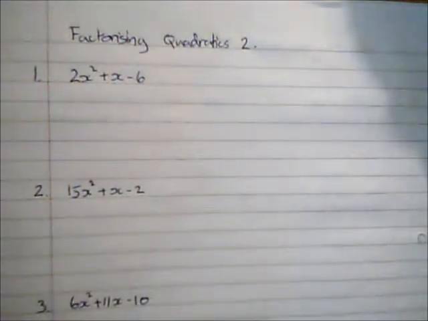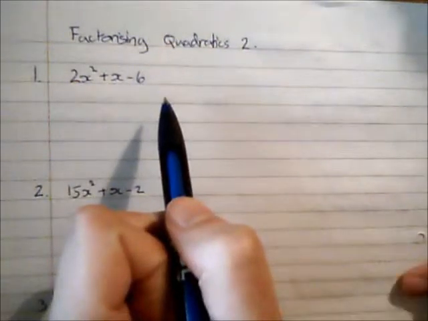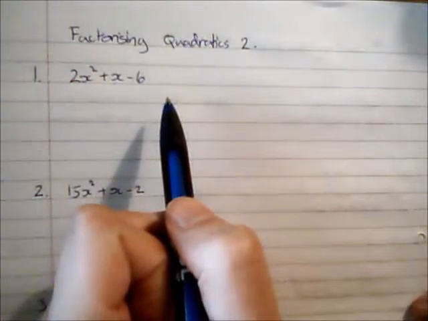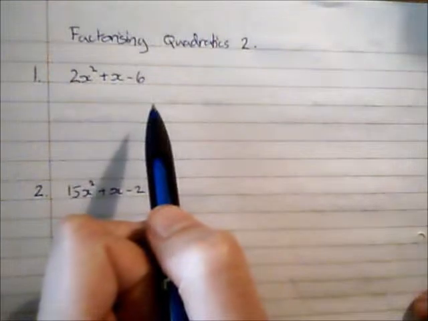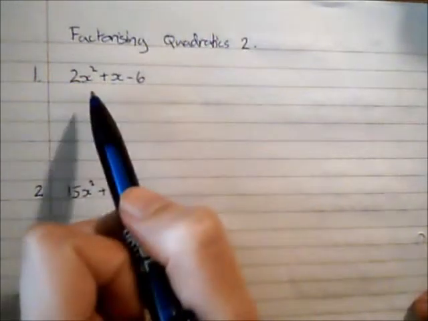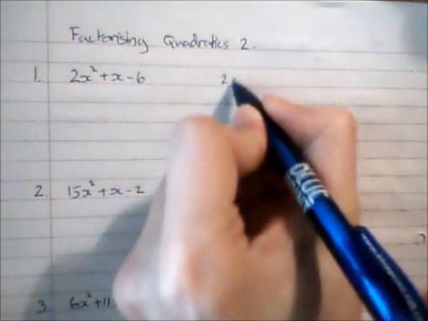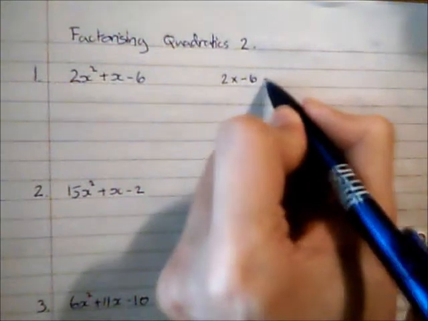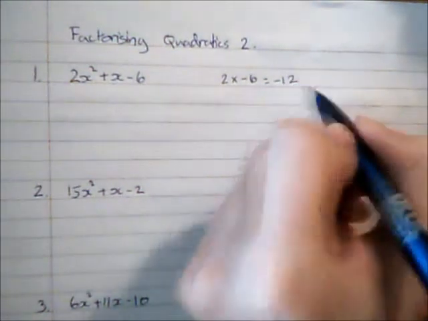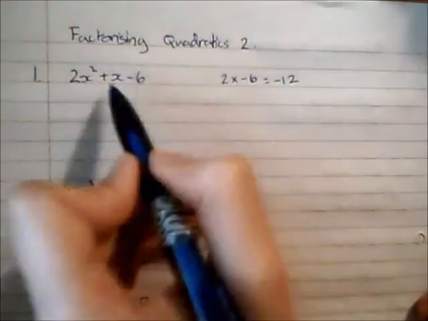So I'm going to have to resort to double bracket factorising, and this is not a simple type because the coefficient of x squared is not 1. So I'm going to use a different method. Now this will work if the coefficient of x squared is 1, it's just unnecessary. So I'm going to multiply the number term and the coefficient of x squared. That's going to give me negative 12. And then I'm just going to write down the coefficient of x, which is just 1.